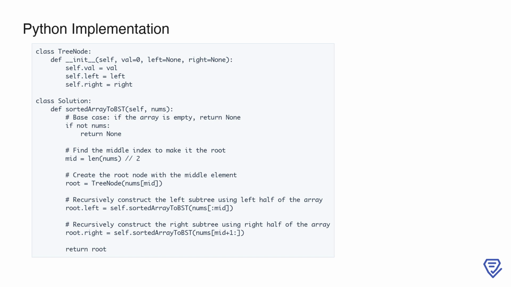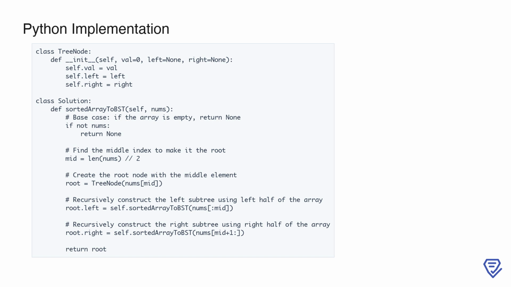Here's how the implementation works. 1. TreeNode class. A simple class is defined for tree nodes, with attributes for the value, val, left child, left, and right child, right. 2. Base case. In the sortedArrayToBST method, the base case checks if the input array nums is empty. If it is, the function returns None, signaling that there are no nodes to add in that part of the tree.